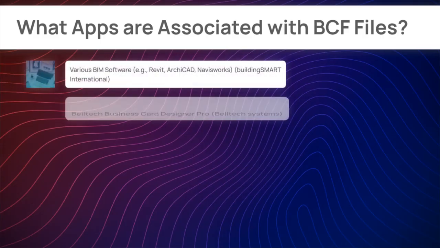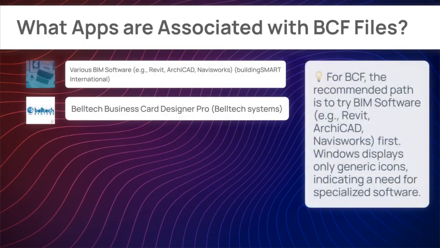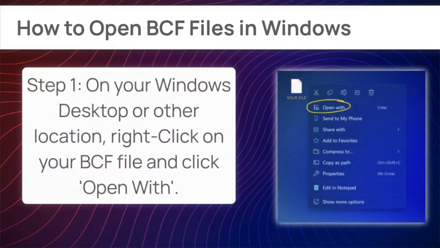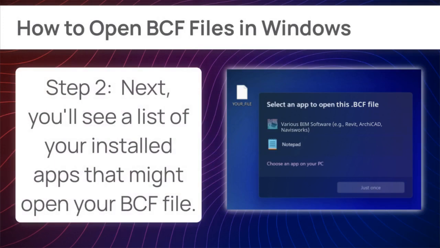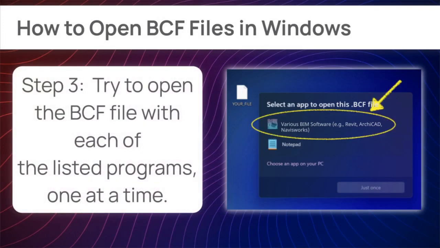When opening BCF, begin by trying BIM software, e.g. Revit, Archicad, Navisworks. Windows displays only generic icons indicating a need for specialized software. Windows lacks the ability to interpret domain-specific data, so specialized applications are necessary. Right-click the BCF file and select Open With. Since this format can be handled by multiple tools, try the best match from the list first. Look for apps related to BIM software, e.g. Revit, Archicad, Navisworks, then continue down the options.